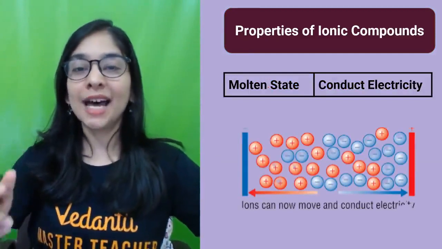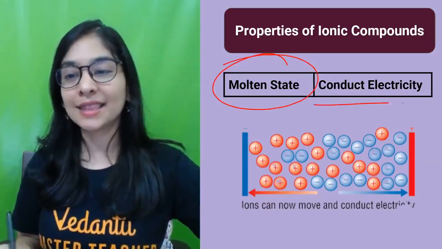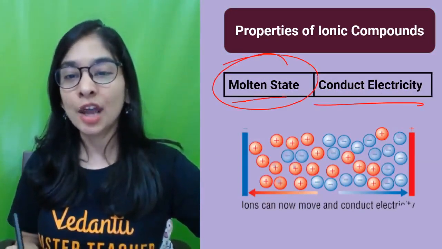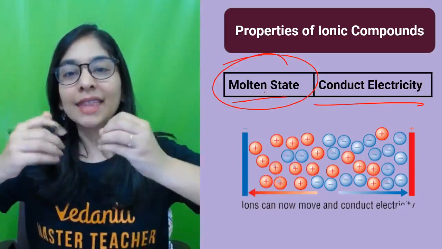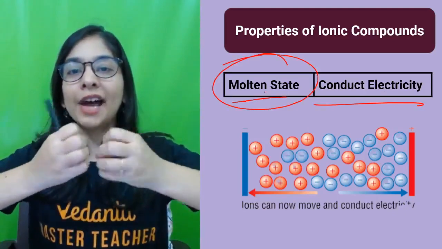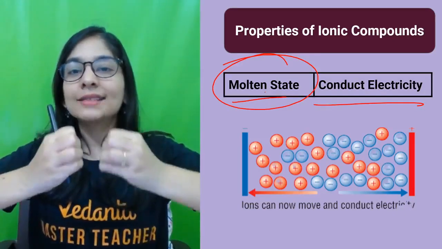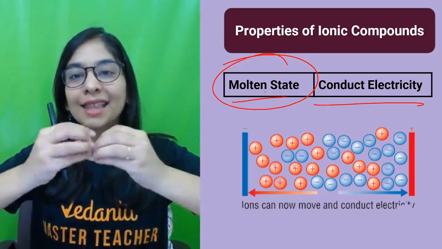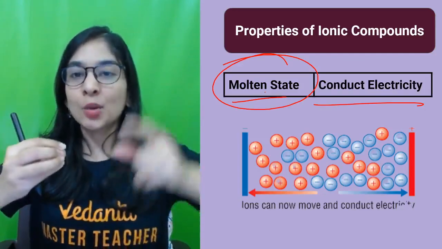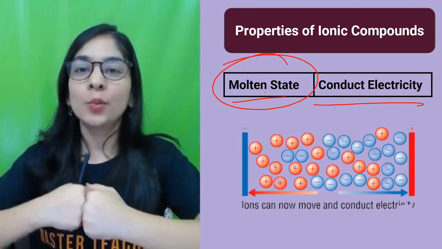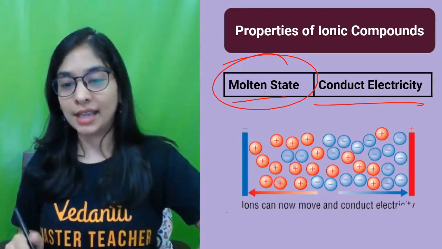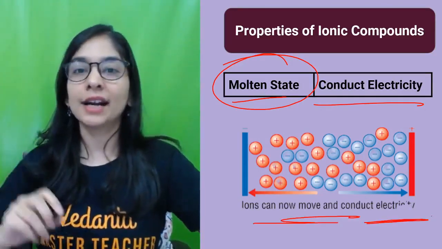And apart from that, students, in the molten state as well, it can conduct electricity. The reason is molten means I have reached almost its melting point, and at that moment the force of attraction between the opposite ions is somehow overcome a bit and they are loosely bound now. So when electricity is conducted, some of the ions can move and will act as a conductor of electricity. Ions can now move and can conduct electricity.